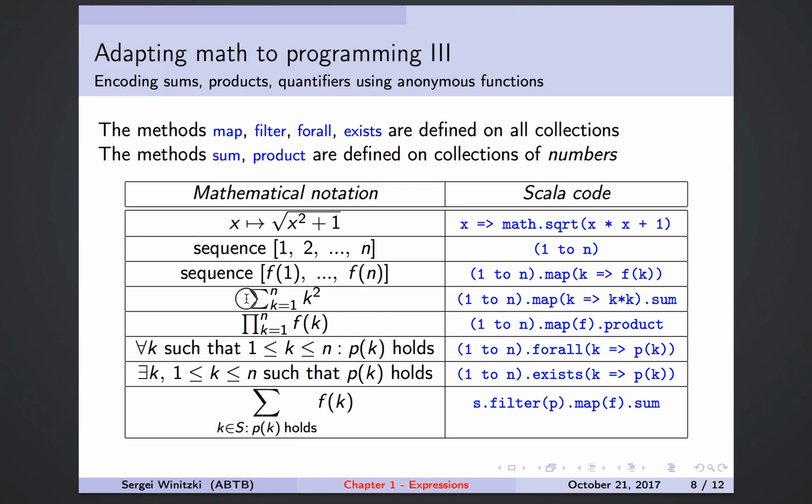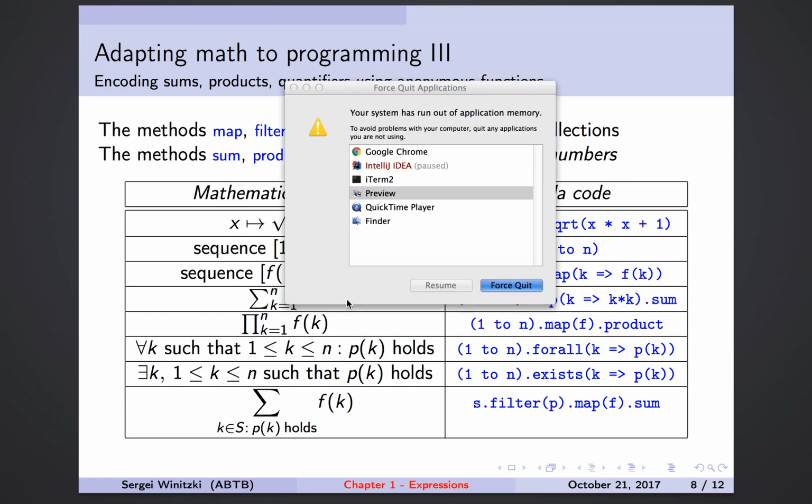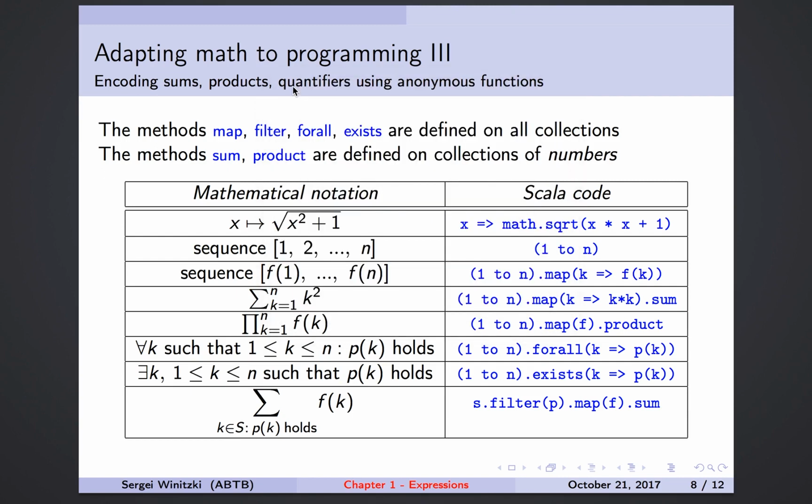So for example, here, this notation does not show that we're actually taking a sequence from 1 to n. Well, this notation is more terse. And also, this notation does not use any functions. You see this k here is actually the same k as this.